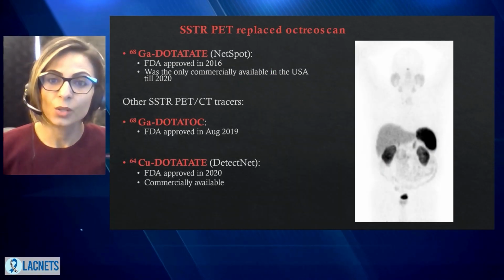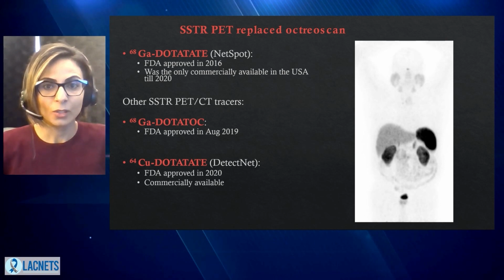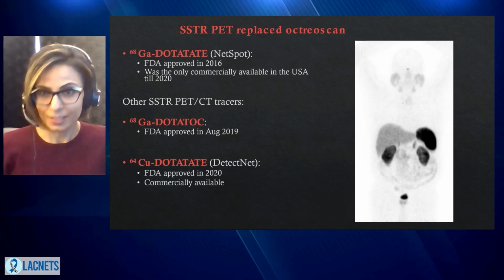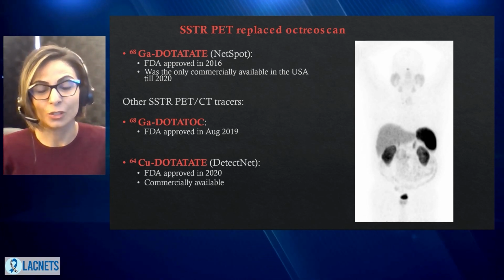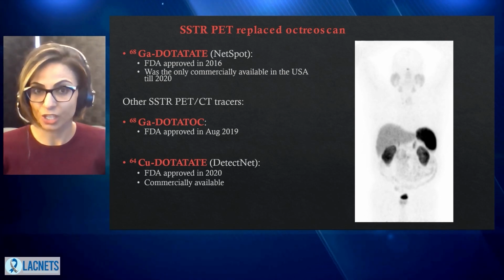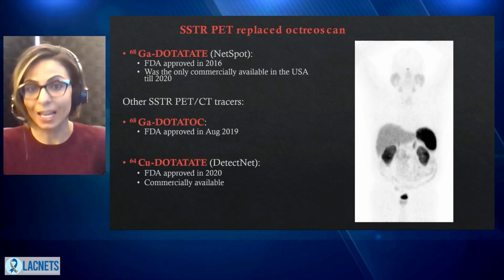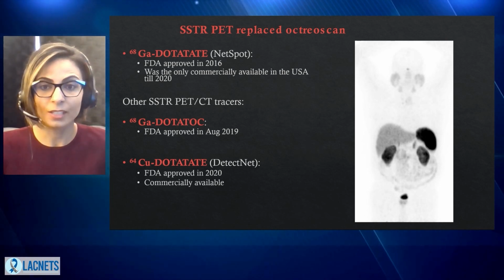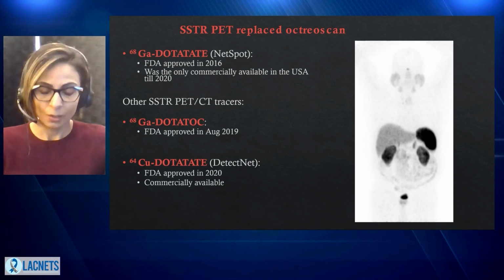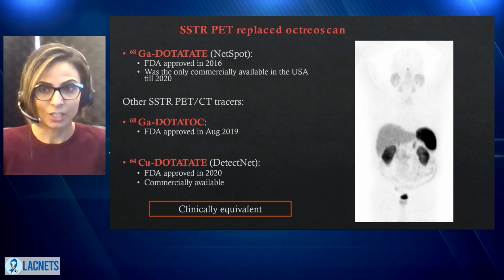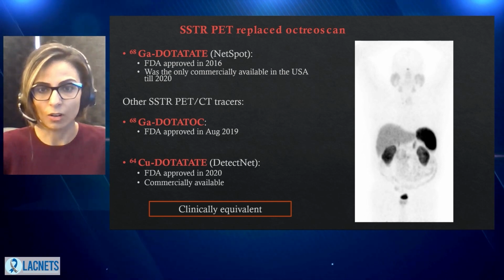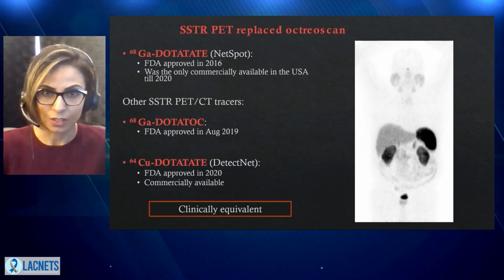So now let's get to our PET scans. Somatostatin receptor PET, or Dota-tate PET, has completely replaced octreoscan, as it should, because it's a much better modality to evaluate neuroendocrine tumors. We do have a couple of tracers that are FDA approved and also commercially available to us in the US, and those are the gallium dotatate and the copper dotatate. A third agent, gallium dotatoc, is FDA approved but is not available commercially. So in one word, if we want to compare them, they're considered clinically equivalent. There are minor differences between them, but overall, they all do a great job in evaluating neuroendocrine tumors.